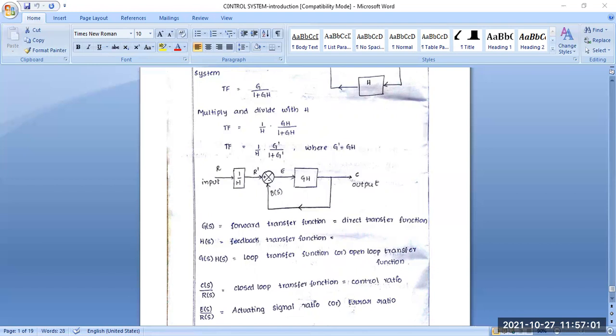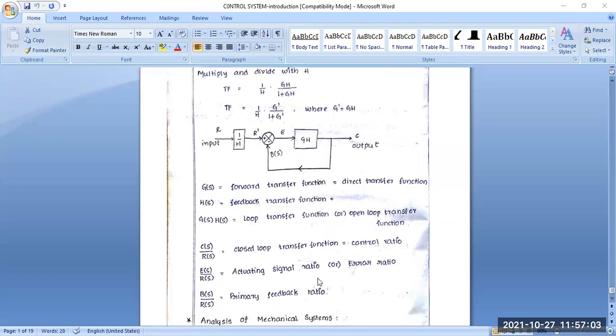Another one: when any error occurs, or when you have to calculate the error, this is the error corrected value, E(s) by R(s). E(s) is taken from the reference input here. This E(s) by R(s) is called the actuating signal ratio. Sometimes it is called the error ratio also. So please note it down. When we use E(s) by R(s) in our transfer functions, it is called the actuating signal ratio, and sometimes also the error ratio. Clear?